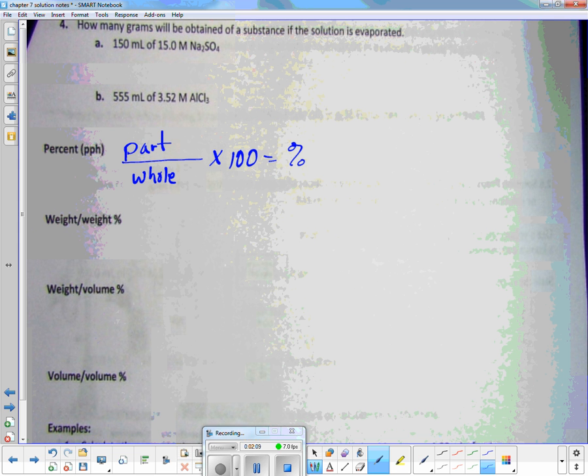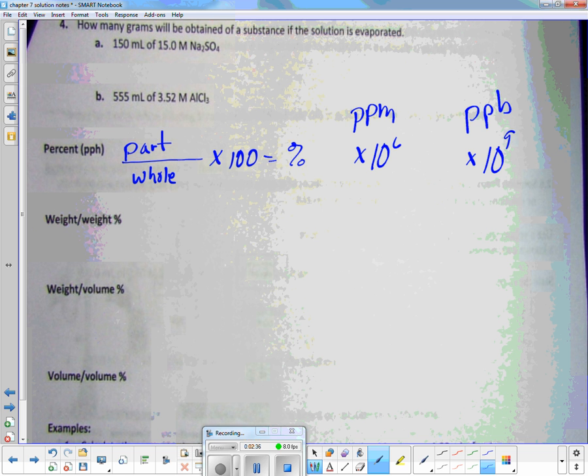pph, parts per 100. To get ppm, we would multiply that number by 10 to the 6th, a million. Parts per million. And then ppb is another one they use a lot. We would multiply that by 10 to the 9th, which is a billion. So pp just means parts per, and then the bottom is whatever you times it by.